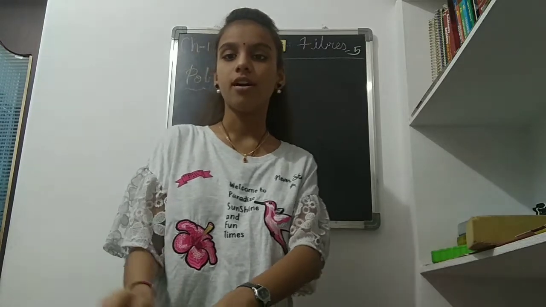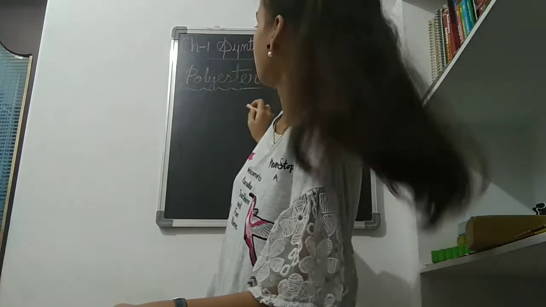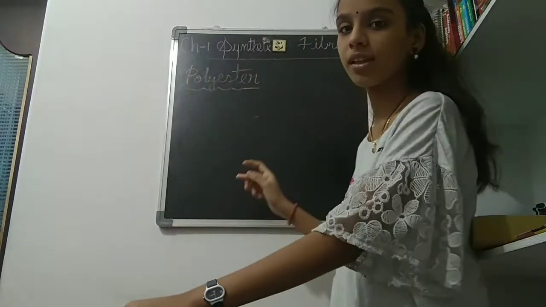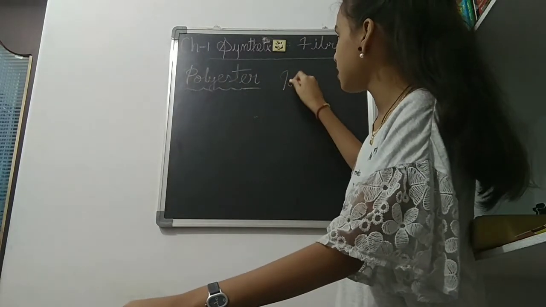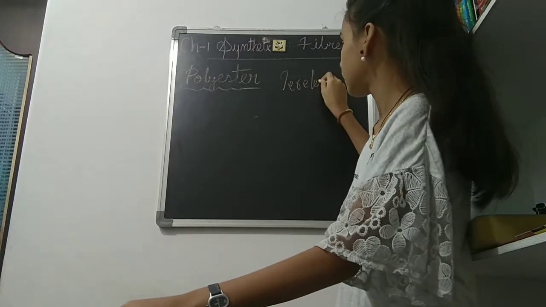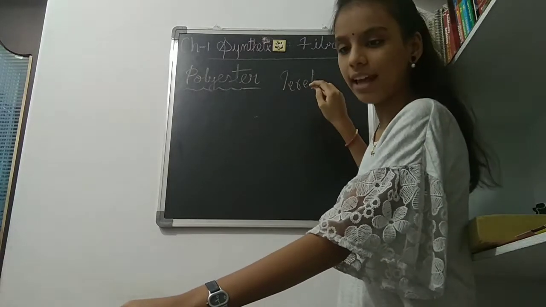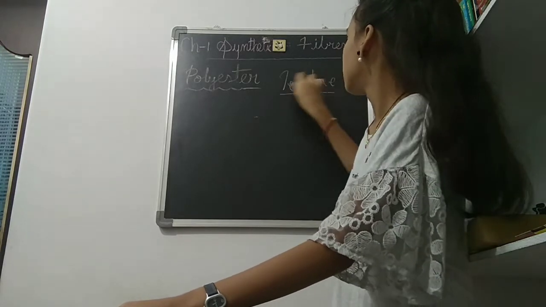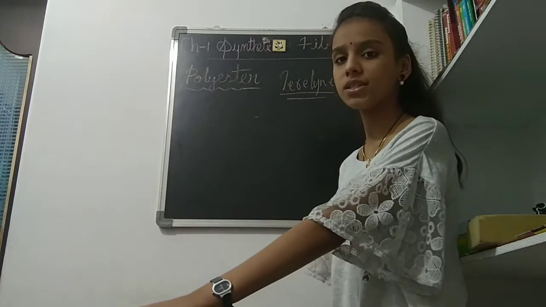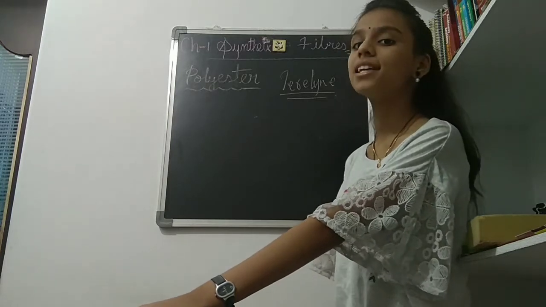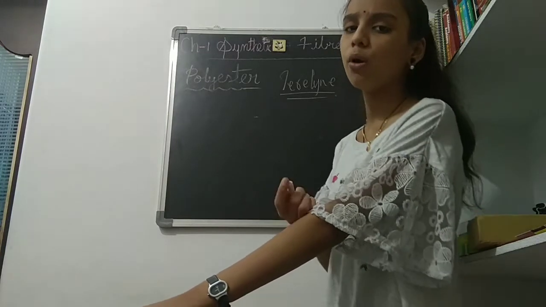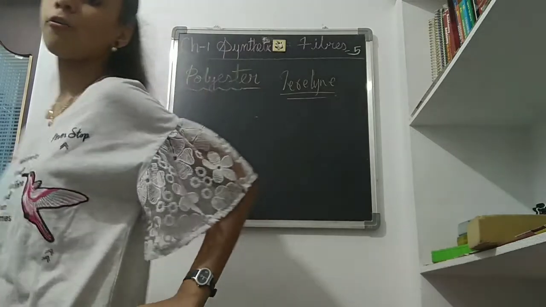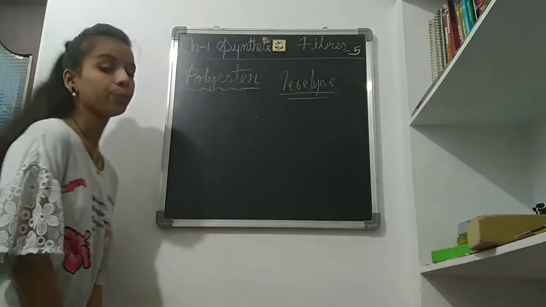Next is the most commonly used polyester. In polyester, the most commonly used is polyethylene terephthalate. This is the most commonly used polyester, which is terephthalate. So, what are the properties of polyester?